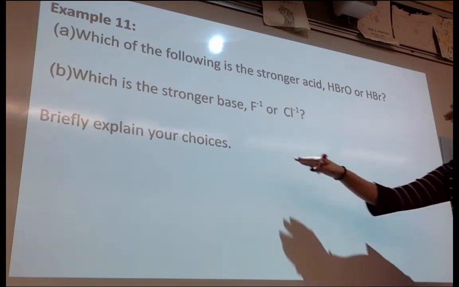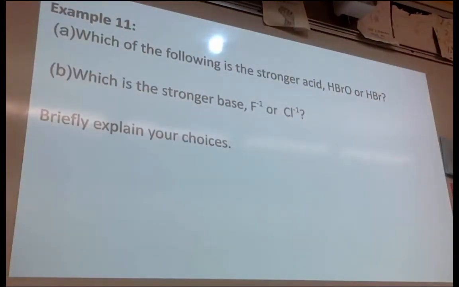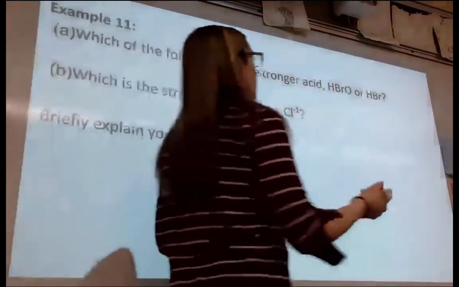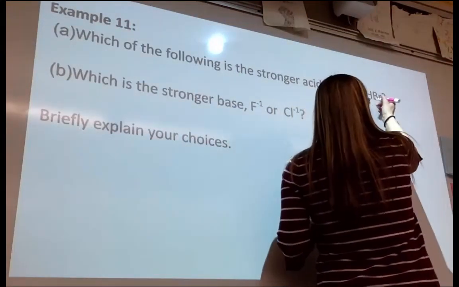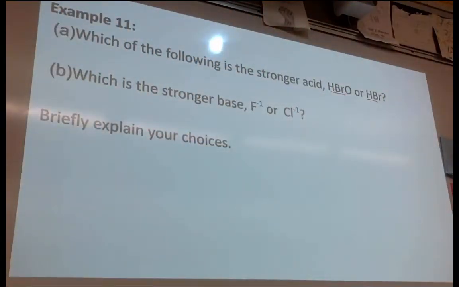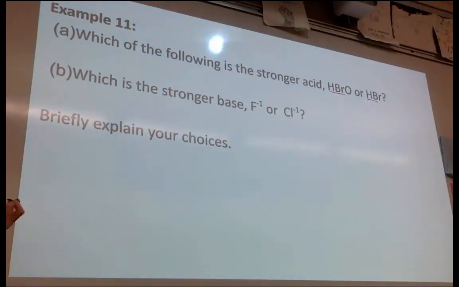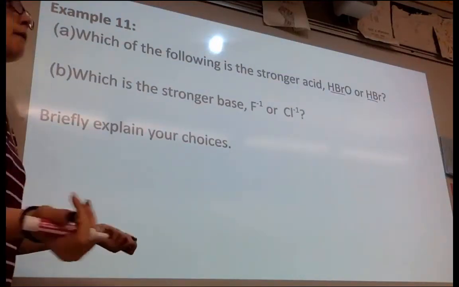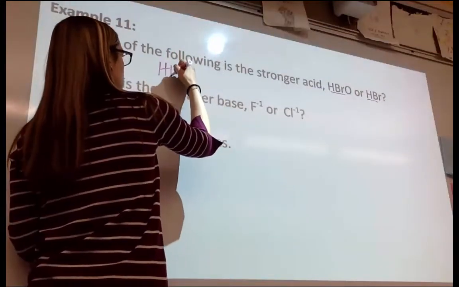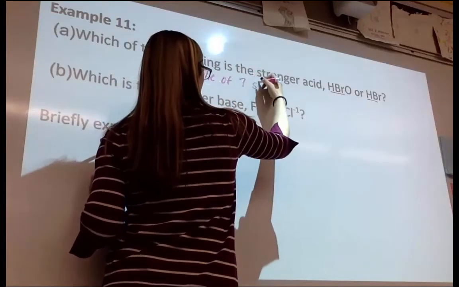Now notice how for A and B it says briefly explain your choices. So we want to just give some sort of quick explanation. So for part A, which one of the following is the stronger acid, HBrO or HBr? Now you're looking at this and you're like, okay, how would I know between the two? Well, always look for one of the 7 strong acids. If it's one of the 7 strong acids, it's going to be stronger. HBr is one of the 7 strong acids. So I'm just going to say 1 of 7 strong.